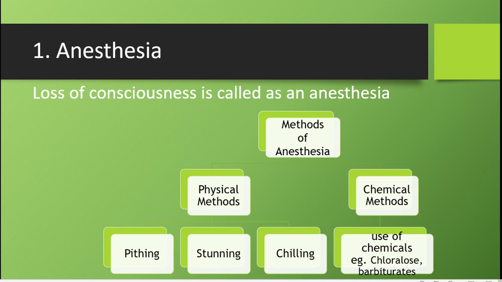To produce anesthesia in animals, we use different methods that are called methods of anesthesia. We have two methods: physical method and chemical method. Under physical methods, we have three processes like pithing, stunning, and chilling. We can also perform anesthesia by using chemical methods, that is, use of chemicals like barbiturates, chloralose, etc., which is injected into the animal to produce anesthesia, that is loss of consciousness, and the animal will not be able to move or do anything while we perform the experiment on the animal.